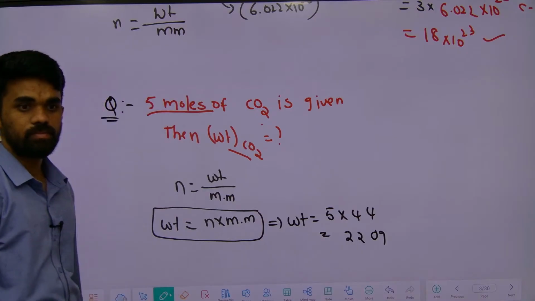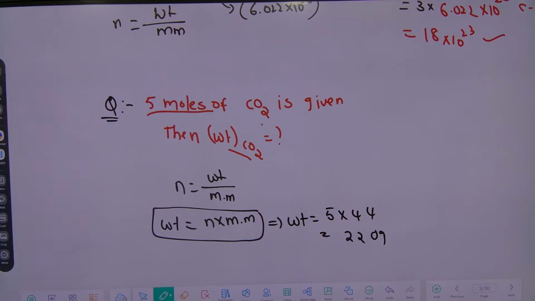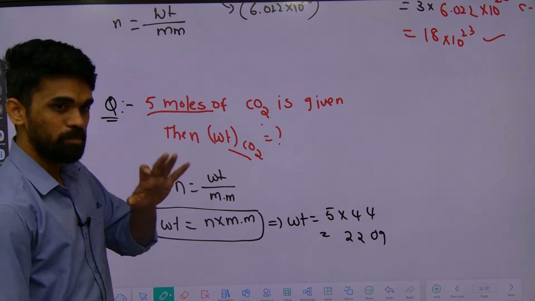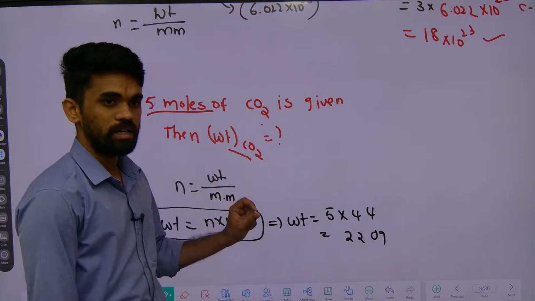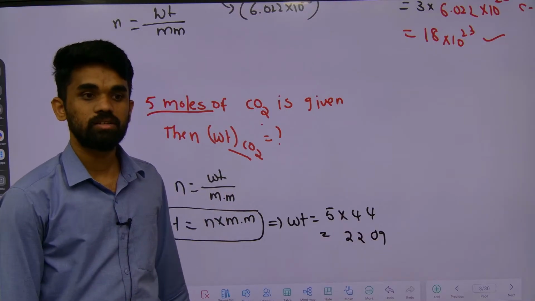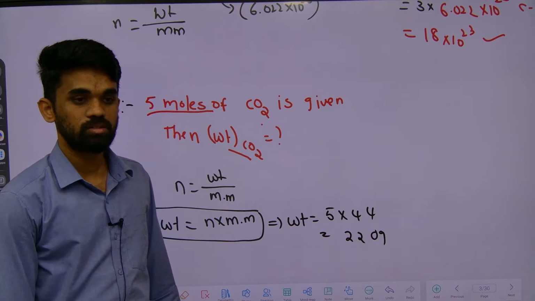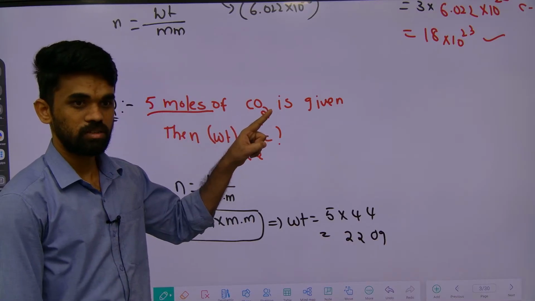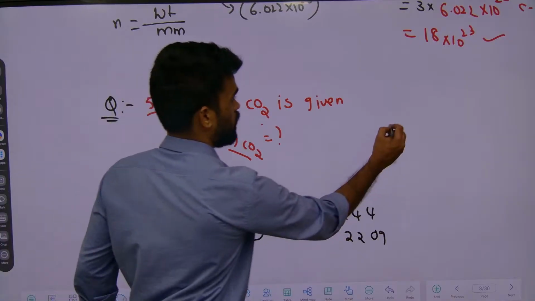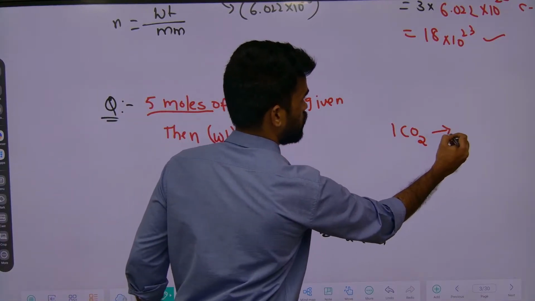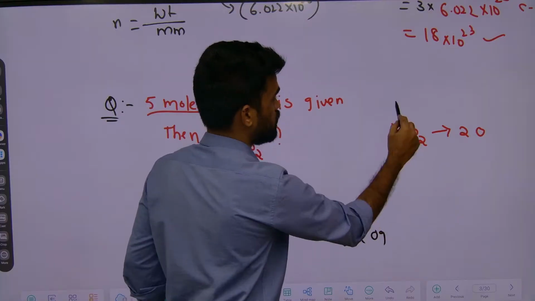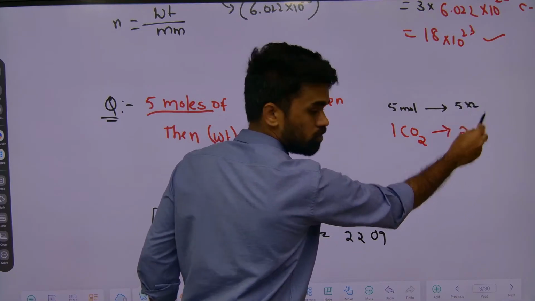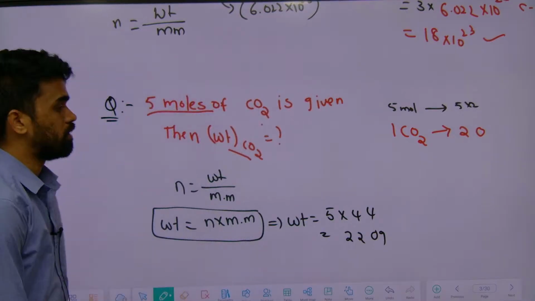Done? Now just a small question, no need of pen and paper also. 5 mole CO2 contains how many moles of oxygen? 10, because 1 CO2 contains 2 oxygens, then 5 moles means 5 into 2. Done? Next.